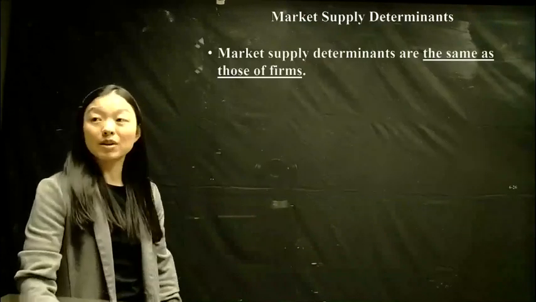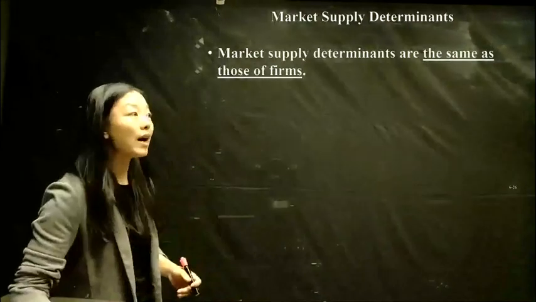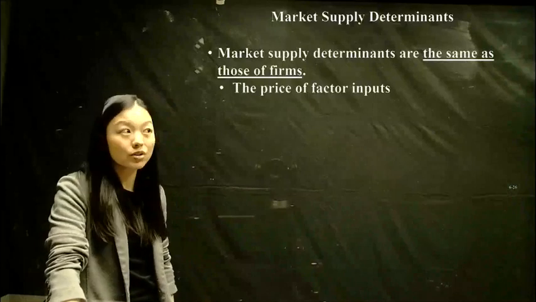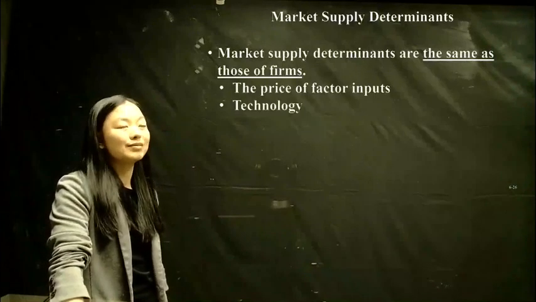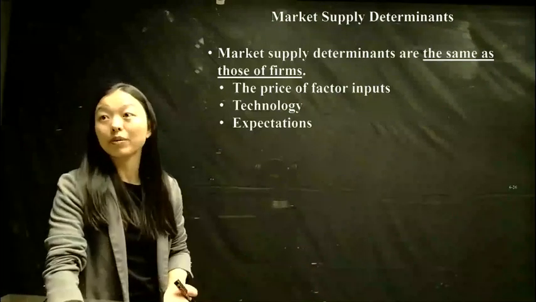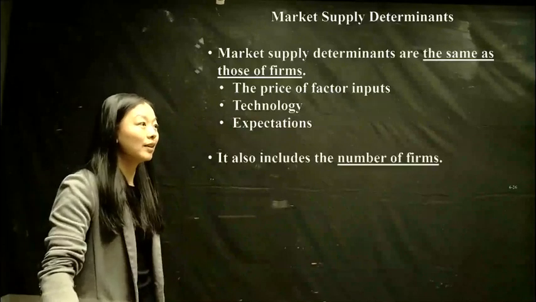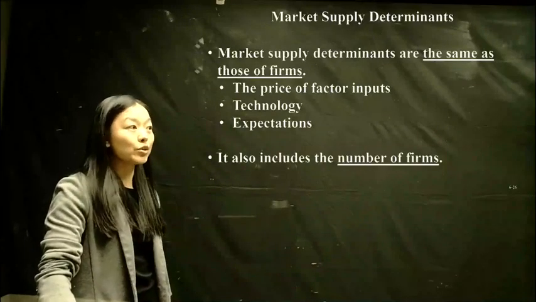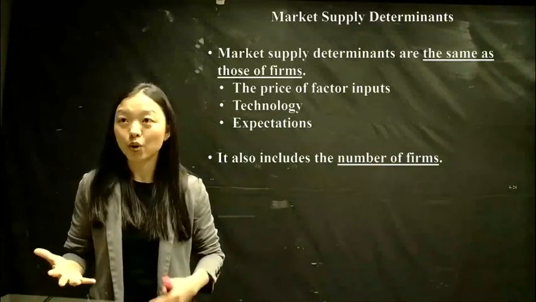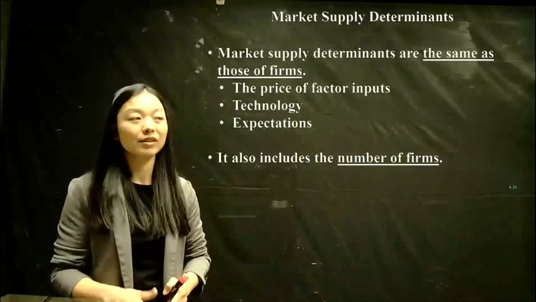And similar to the single firm's supply determinants, the market supply is also determined by the prices of inputs, the technology, and the expectations. All of those are also determinants of market supply behavior. And it also depends on the number of firms. So if more firms join the market, then there is more market supply, right?